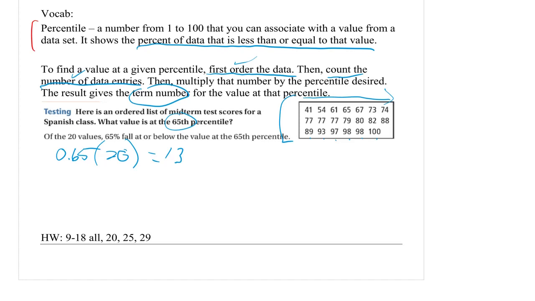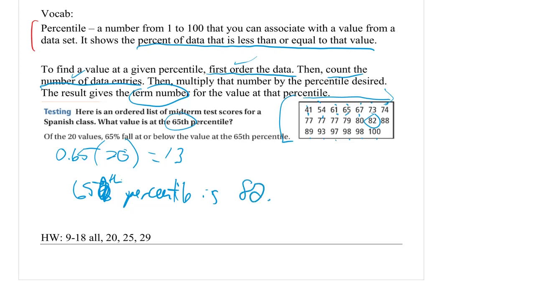So you just count. 1, 2, 3, 4, 5, 6, 7, 8, 9, 10, 11, 12, 13. The 13th number in our ordered list of data was 82, which means the 65th percentile, not percent, 65th percentile is a score of 82.